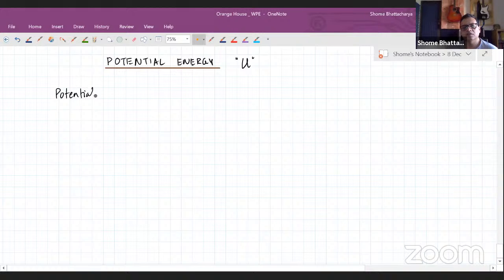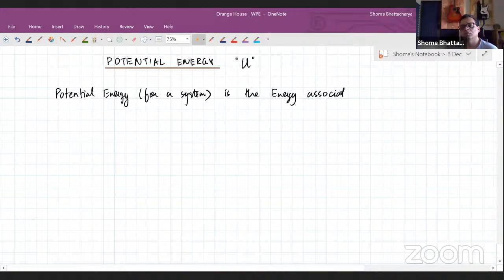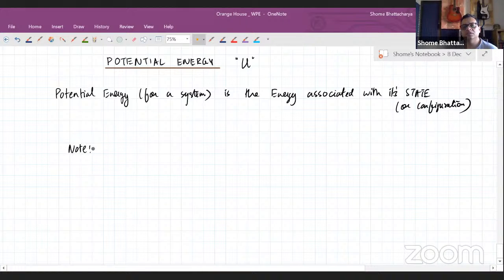Okay, so potential energy for a system is the energy associated with its state, or a better word for state is configuration. So this gives us a very easy way to calculate potential energy. If the state of a system has to be changed or its configuration has to be changed, then an external agent has to do work, and that work done by the external agent in order to change the configuration is nothing but the change in potential energy.